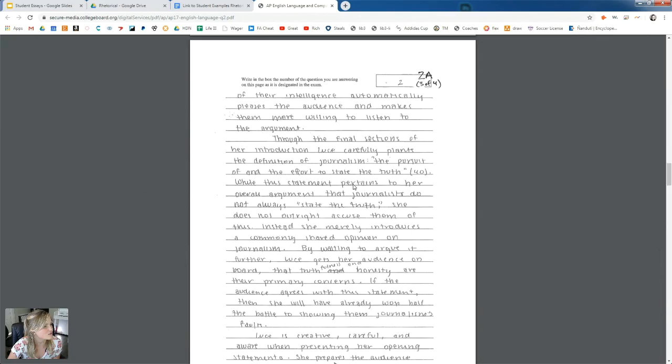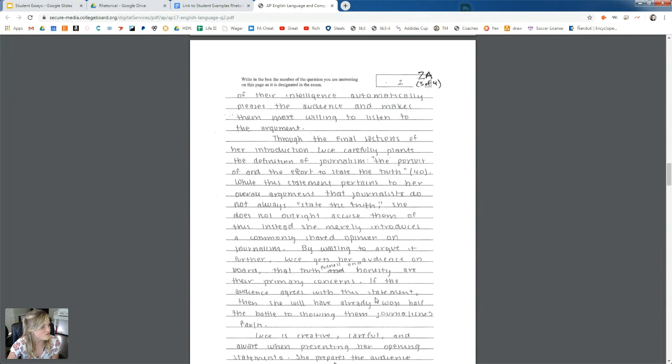What this statement pertains to her overall argument is that journalists do not always state the truth. She does not outright accuse them of this. Instead, she merely introduces a commonly hated opinion on journalism. I think that's hated. By waiting to argue it further, Luce gets her audience on board that truthfulness and honesty are their primary concerns.